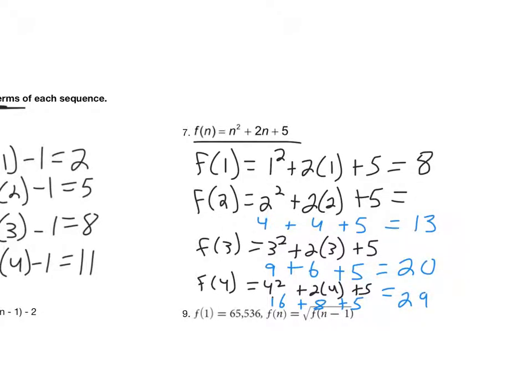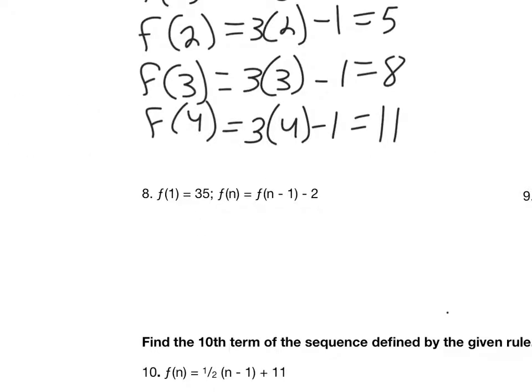That's it. Now we're getting into the recursives. Recursives, remember, build on your previous term. So we need our previous term, and we need our first term. We're given our first term, which is 35. And our recursive rule is previous term, remember this means previous term, minus 2.